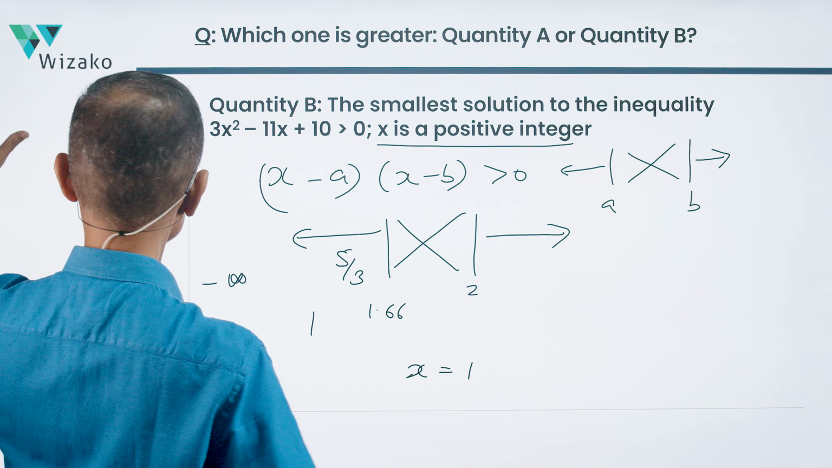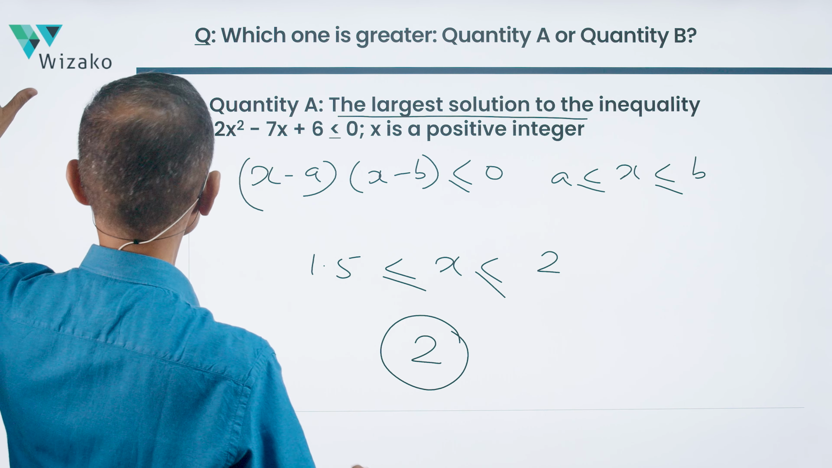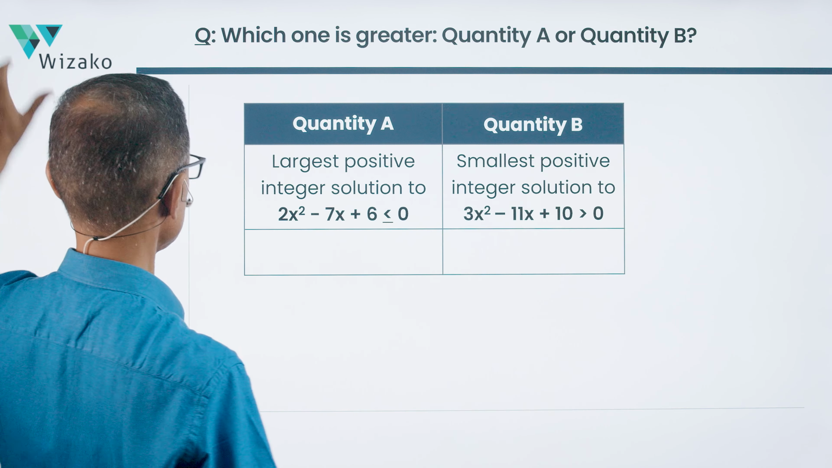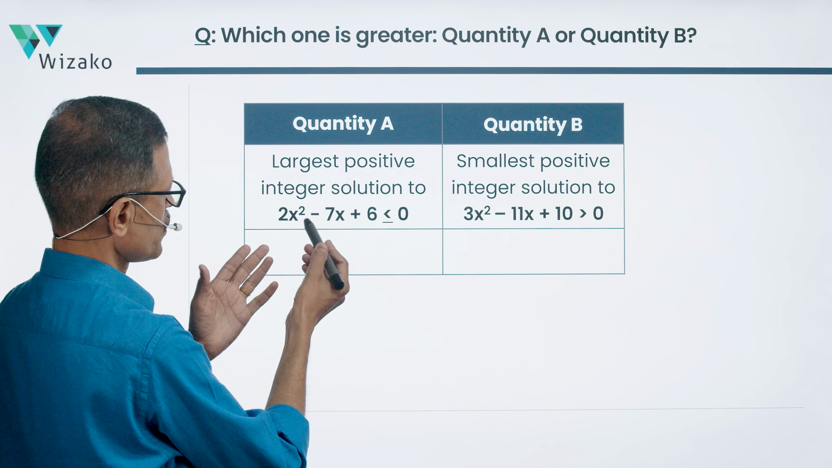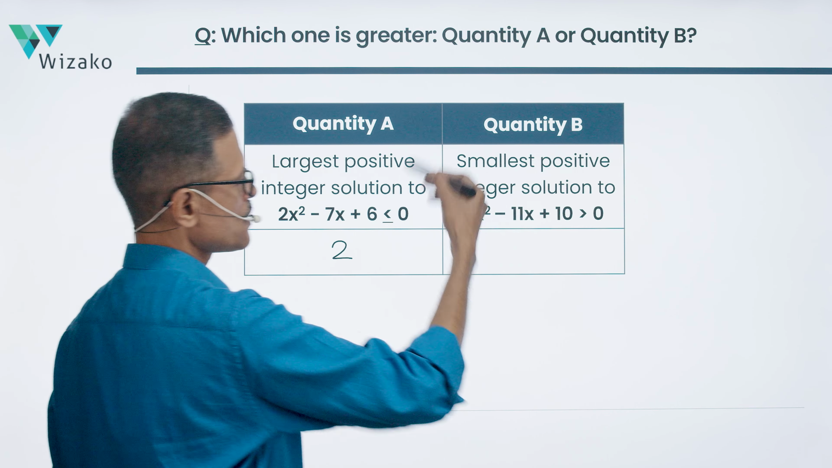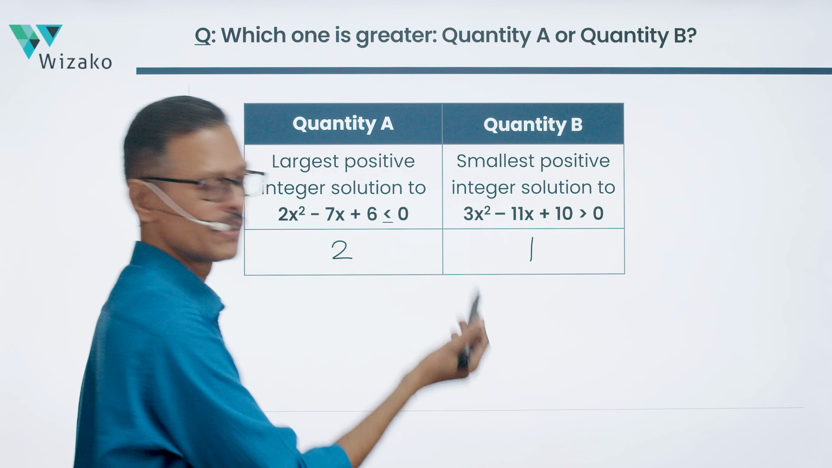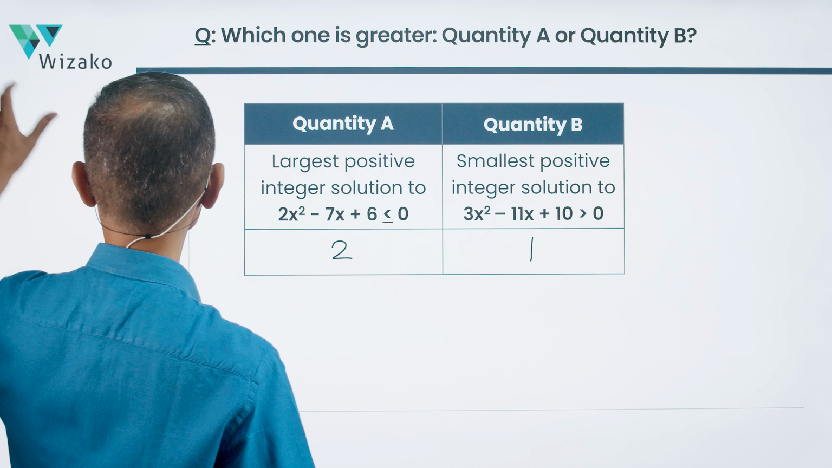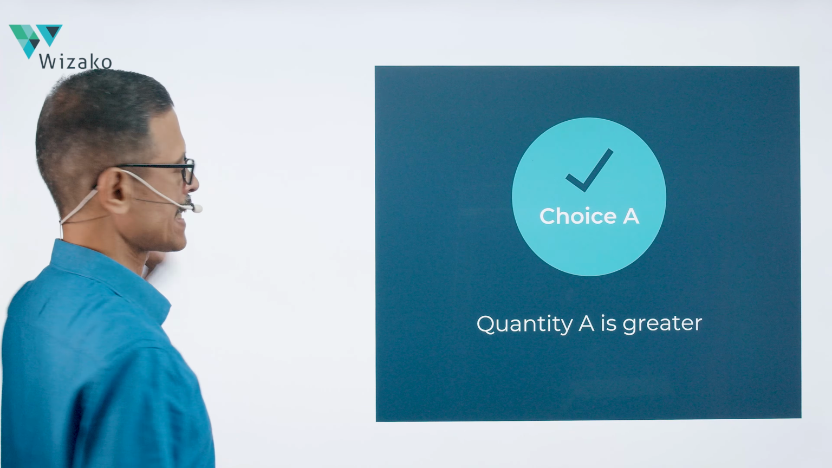Let's go and look at what value we got for quantity A. It is a 2. So let's do the comparison now, and now we have the answer. The largest positive integer solution to the first inequality is a 2. The smallest positive integer solution to the second inequality is 1. Obviously, quantity A is greater than quantity B. Choice A is the correct answer to this question.